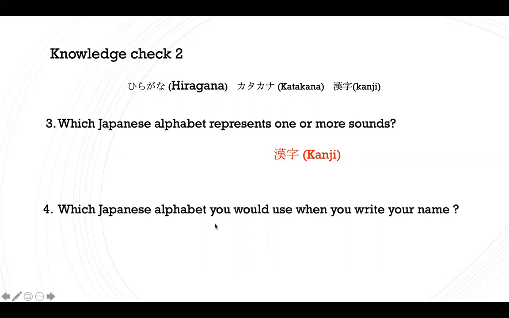The next question is, which Japanese alphabet would you use when you write your name? That is a bit of a tricky question. Let's say you are from America. When you write down your name, maybe you use English. But if you write down your name in Japanese, which Japanese alphabet would you use? The answer is katakana. That is because, again, we use katakana when writing words that come from foreign words or foreign languages other than Japanese.